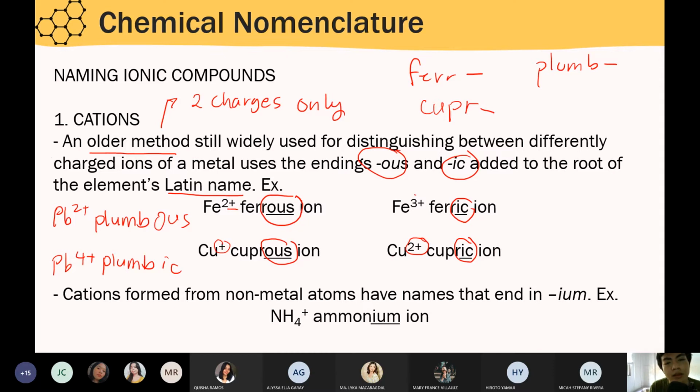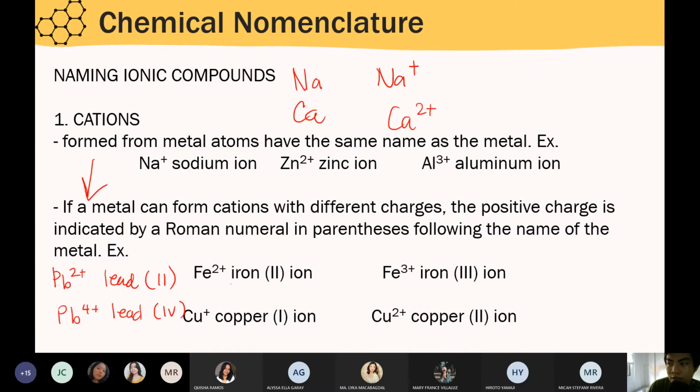However, this method was faced with an issue, especially when we discovered more metals. By the time chemists discovered more elements, more metals, more charges, there were certain elements that do not follow this rule anymore. So what we do is use this method here, and this is the more correct method.